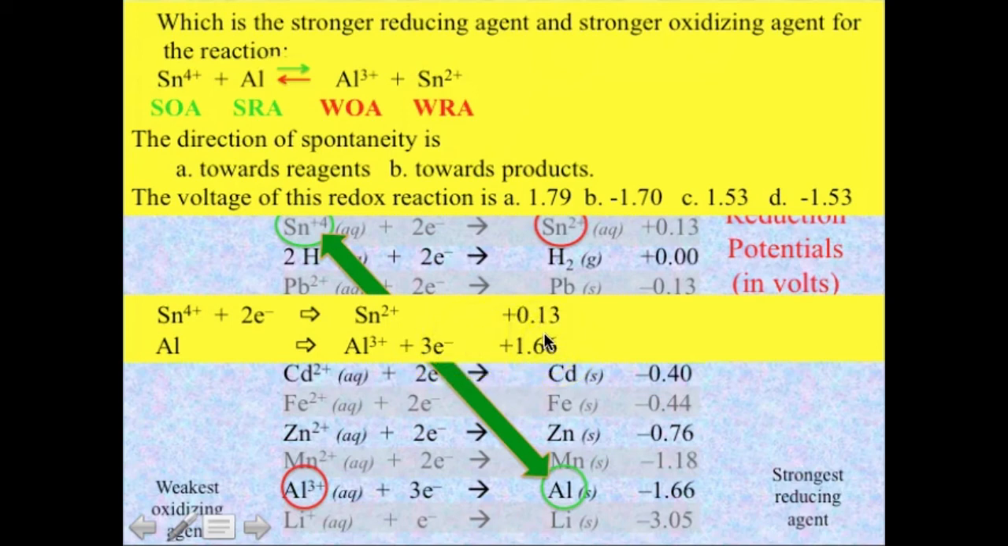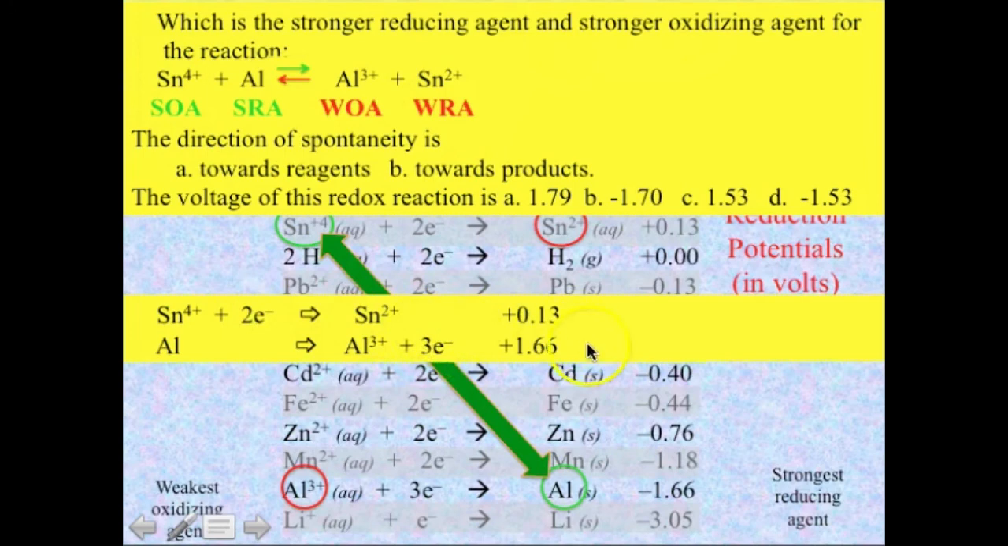To get the voltage of the entire reaction, we simply add these potentials, the reduction potential for the tin, the oxidation potential for the aluminum. Now, of course, when we write this as a balanced equation, we're going to need to multiply this top reaction by 3 for each term and the bottom reaction by 2 for each term to make the numbers of electrons being gained and lost the same.